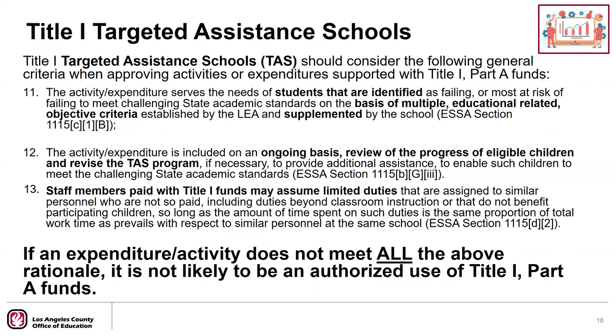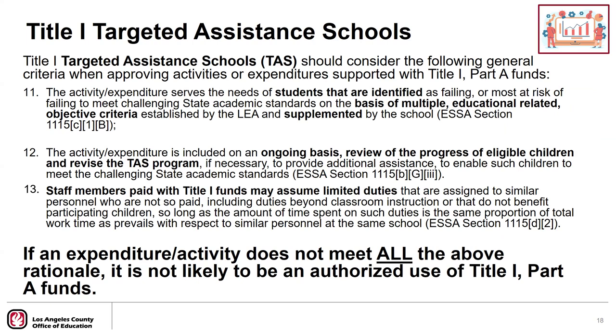If your school is a targeted assistance school program, then you will follow numbers 1 through 5, but then also you will follow 11 through 13 as stated in the slide. In a targeted assistance school program, the activities are for specifically identified students based on the multiple educationally related criteria you have determined. The activity or expenditure is included on an ongoing basis, is part of the review of the progress of these specific students, and is included in the revision of your targeted assistance school program.